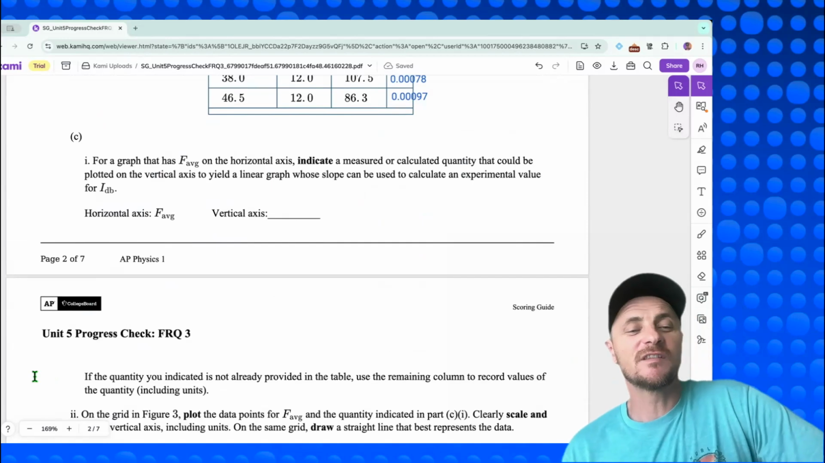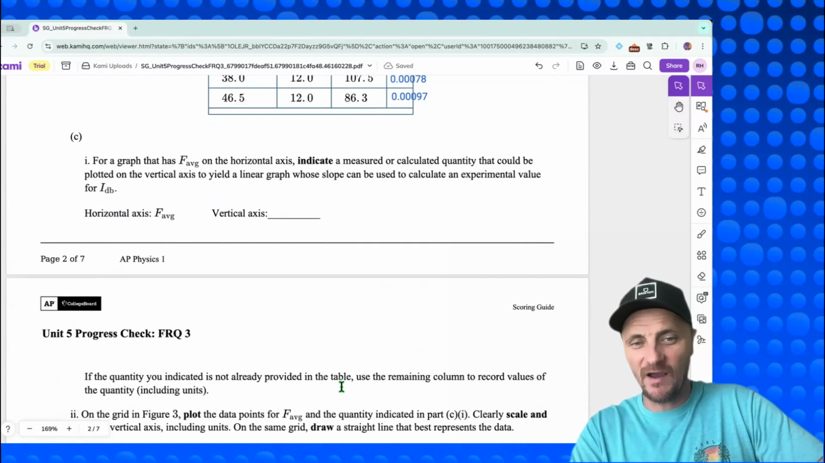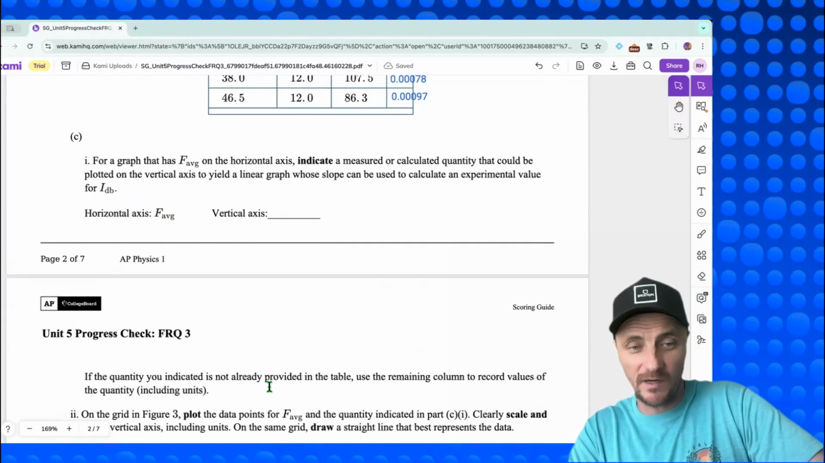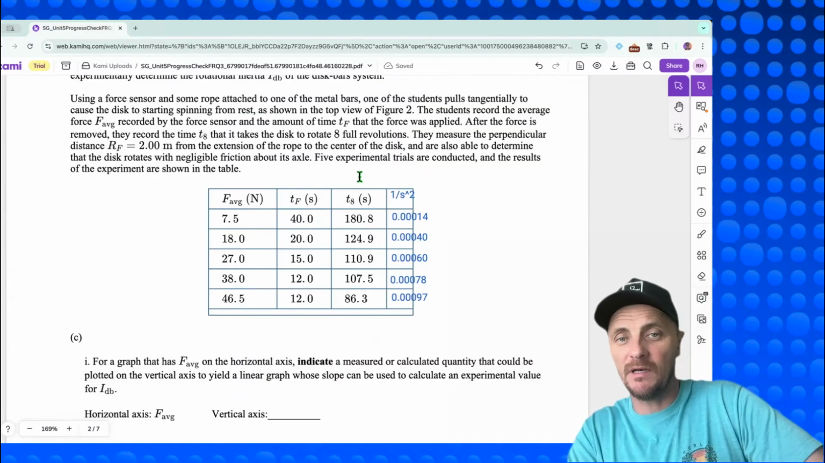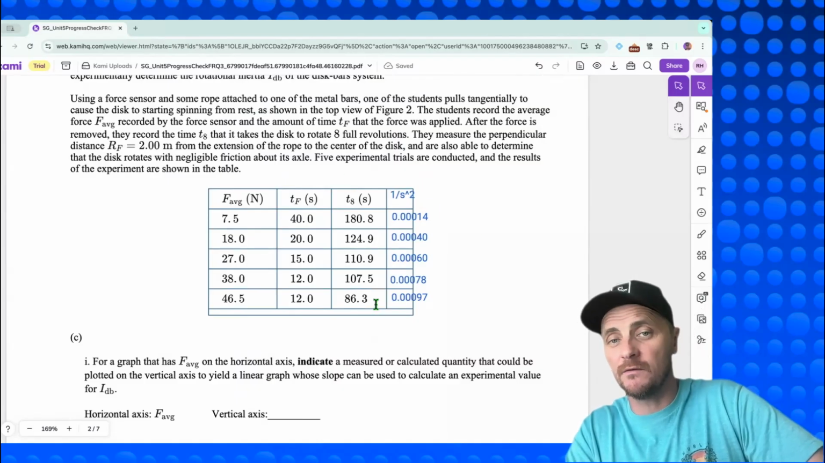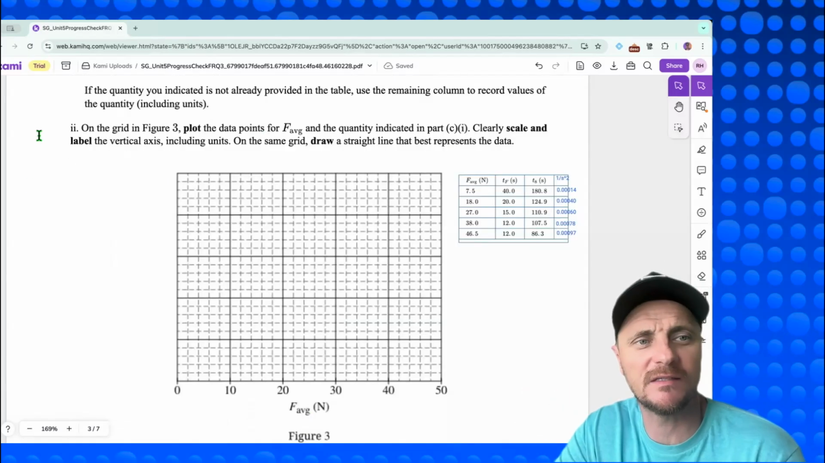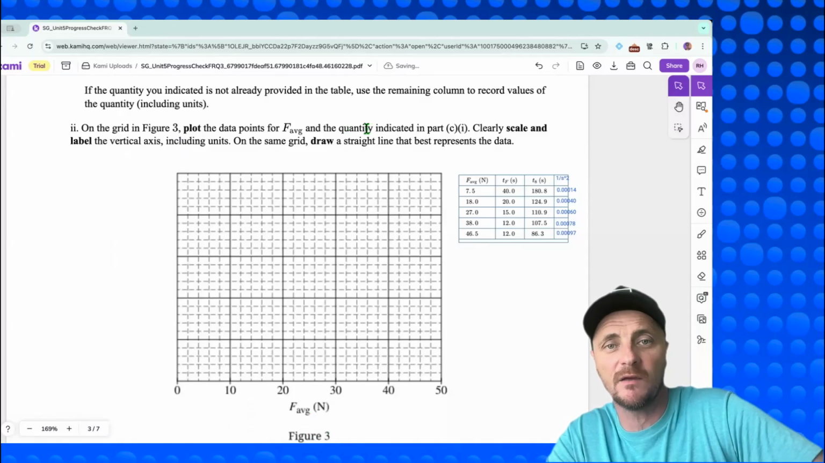And to finish off C1, if the quantity you indicated is not already provided in the table, use the remaining column to record values of the quantity, including units. And that's what we have right here. Our unit is 1 over second squared. And these are all our values for 1 over TF times T8. So write them down.